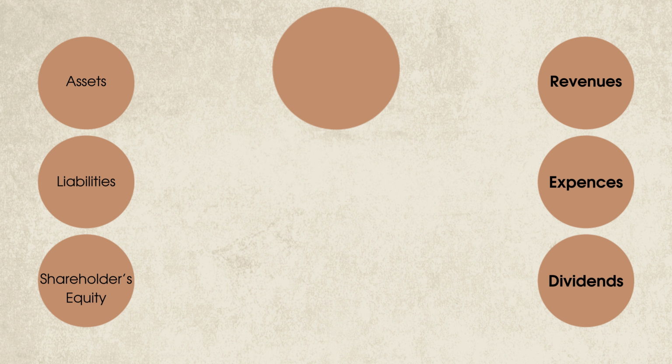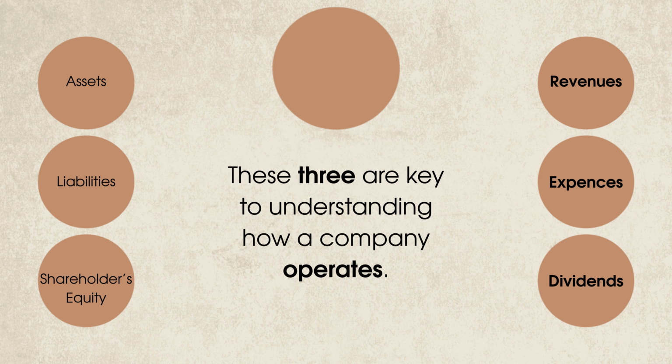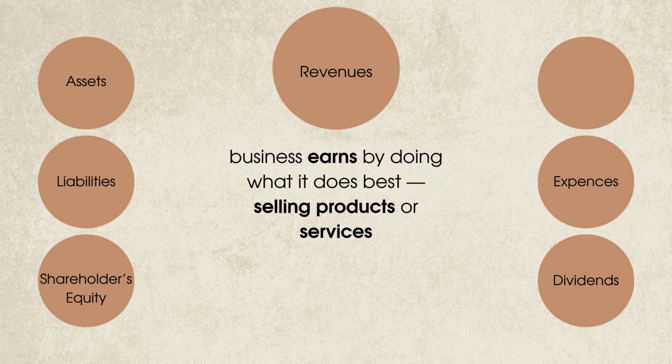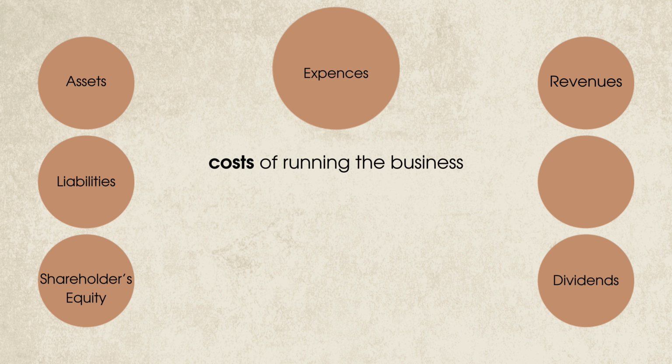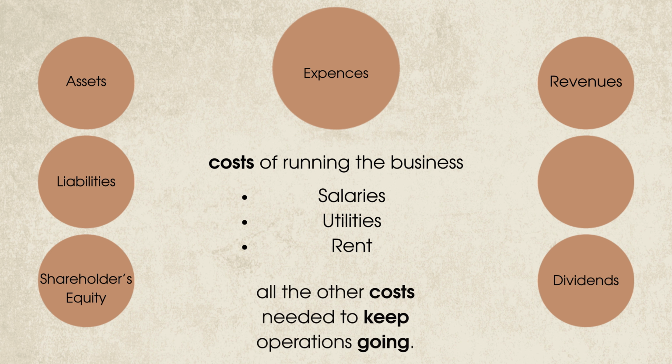And that brings us to revenues, expenses, and dividends. These 3 are key to understanding how a company operates. Revenues are what a business earns by doing what it does best, selling products or services. Whether it's tuition for a university or sales revenue for a store, think of revenue as income earned. Expenses are the costs of running the business. These include salaries, utilities, rent, and all the other costs needed to keep operations going.